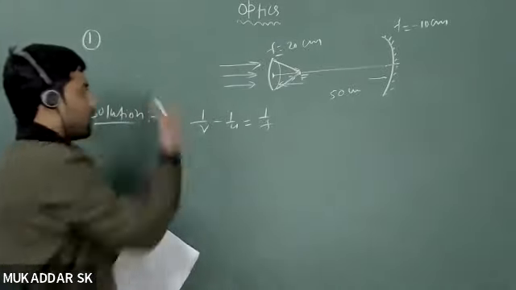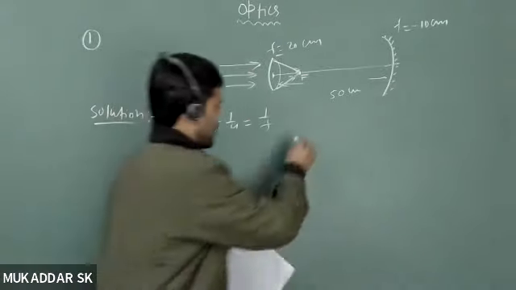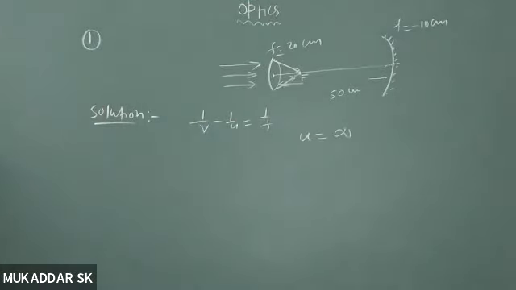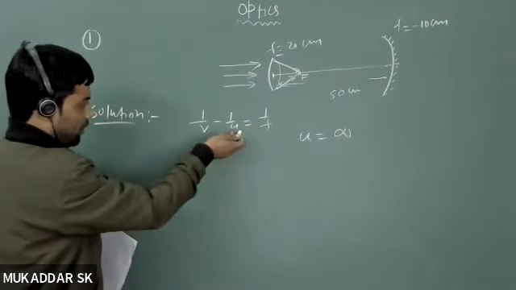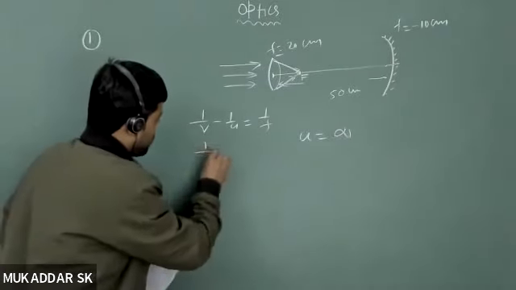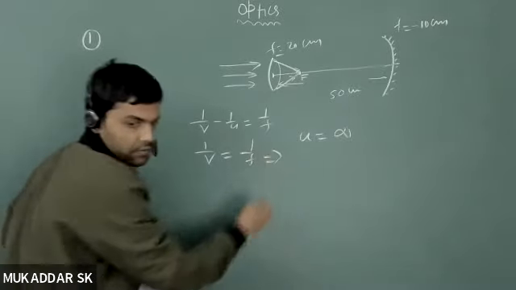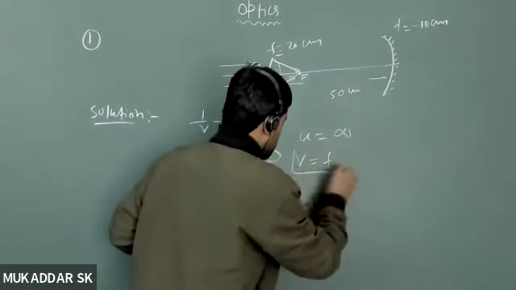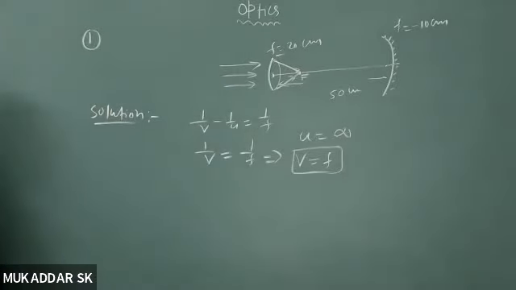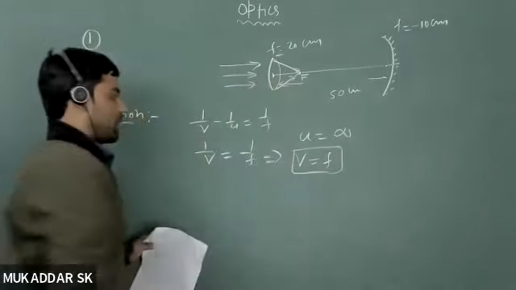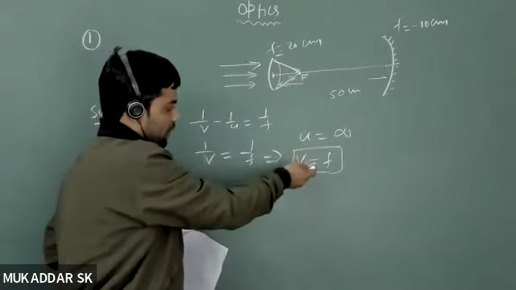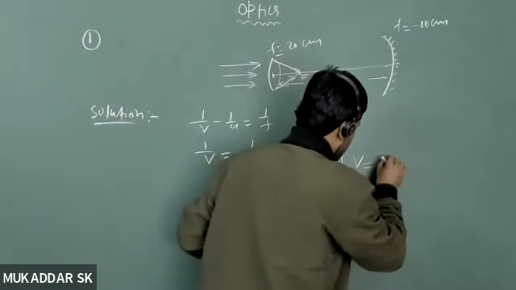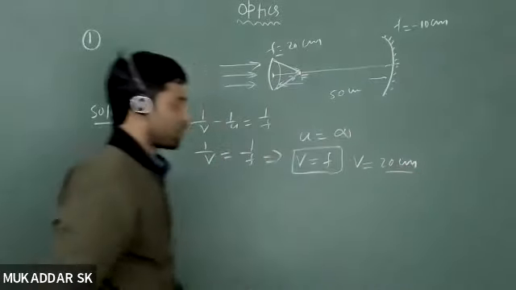Since these rays are parallel, basically u will be infinity. So basically the source is kept at a distance of infinity. Now if I substitute that infinity here, this term will be gone and I'll get 1 by v equals 1 by f, which means v equals f. So you have to keep in mind, whenever a parallel beam of rays strikes a lens, the position of image will be the same as the focal length. So the position of image will be 20 centimeter away from optical center.